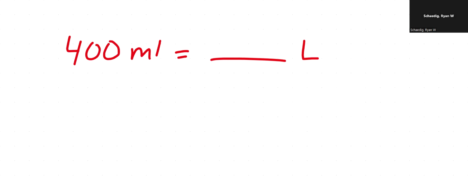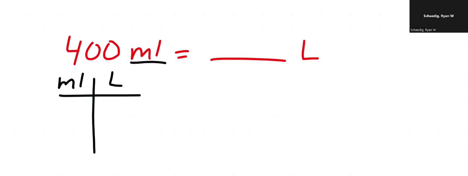So step 1, we're going to make a T-chart. We're going to use our units of measurement. I have milliliters and I have liters. Step 2, actually step 1A or B, it's part of the same step. This is my one to many. And we've learned this now. We now know that 1 liter is the same thing as 1,000 milliliters.